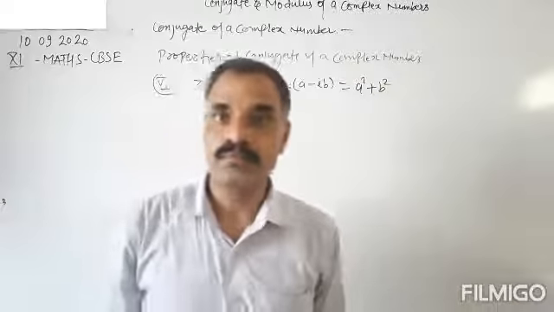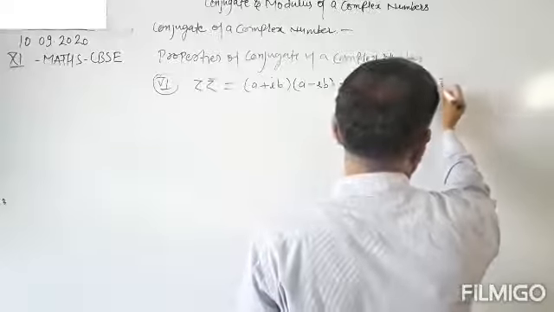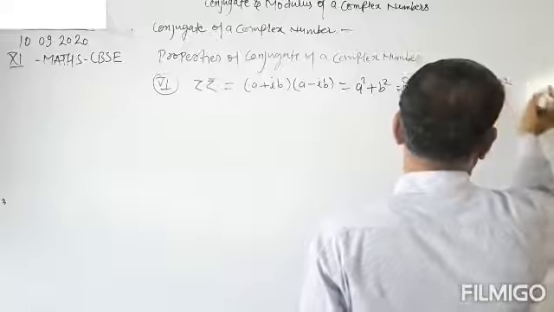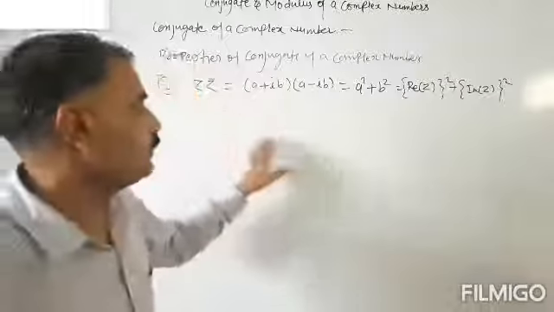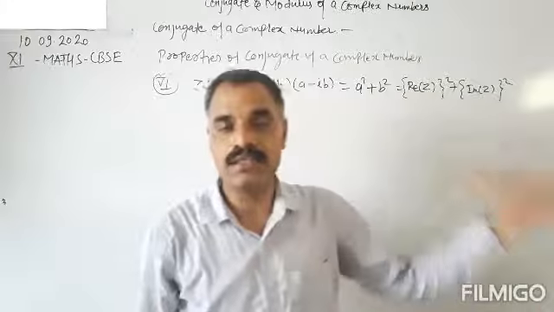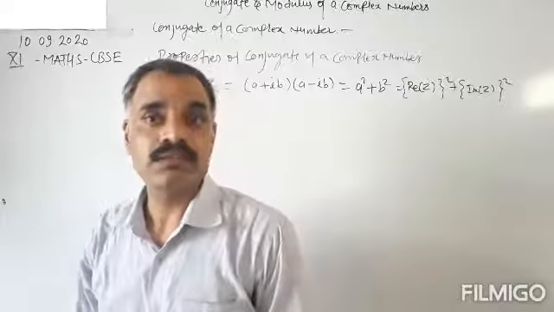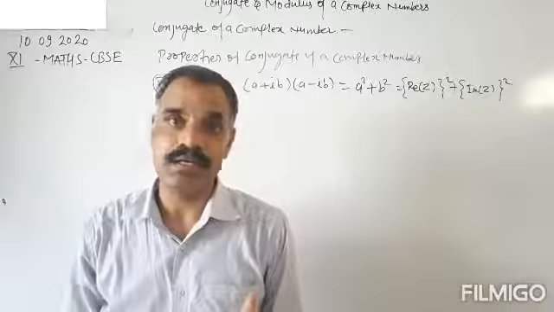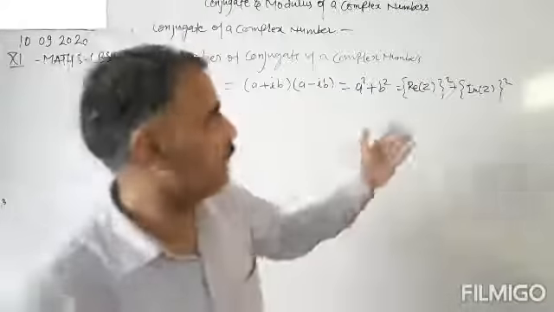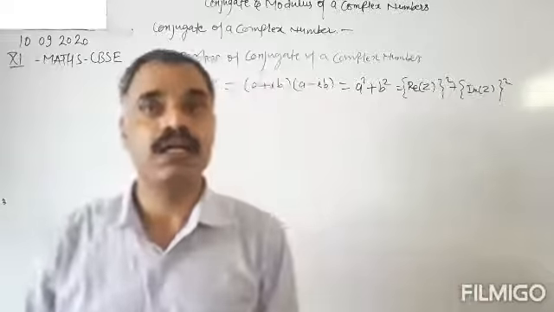A square plus b square, that is, the real part of z squared plus the imaginary part of z squared. Okay, so z z bar equals a square plus b square, meaning real part of z squared plus imaginary part of z squared. Okay, so this one is also an important property. When we multiply a complex number with its conjugate, we get a square plus b square, meaning real part of z squared plus imaginary part of z squared.